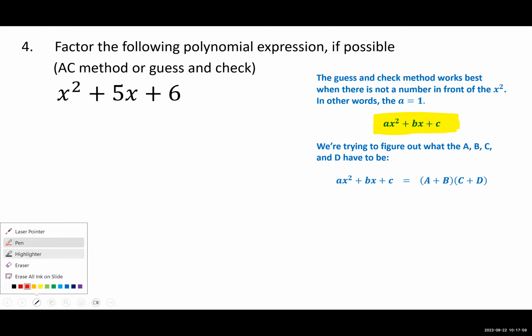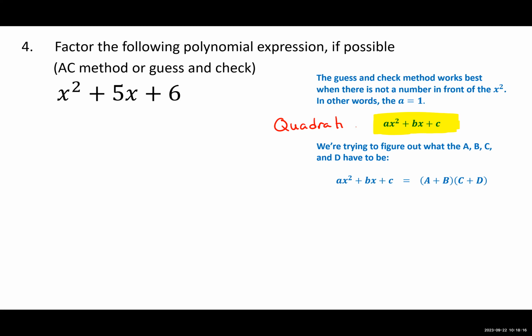So let me write this. Next to this, the definition, ax squared plus bx plus c. I'll write quadratic. The a, the b, and the c are numbers. They could be any numbers. In this case, the a is equal to 1 because it's 1x squared. The b is equal to 5 because we have 5x, and the c is 6.